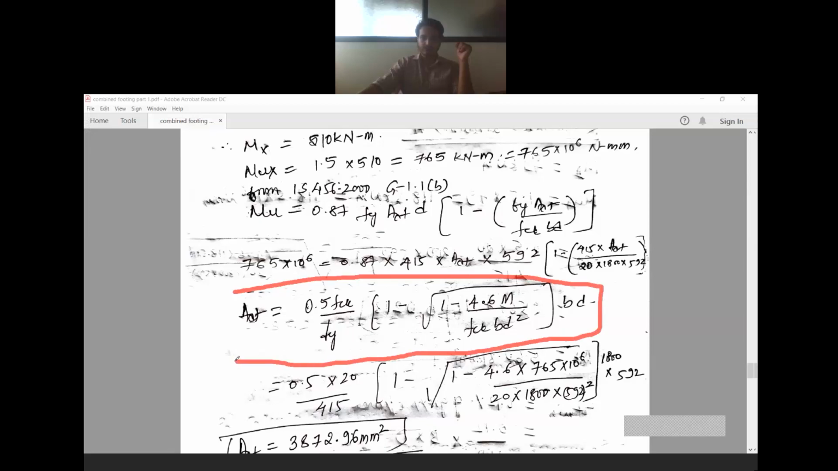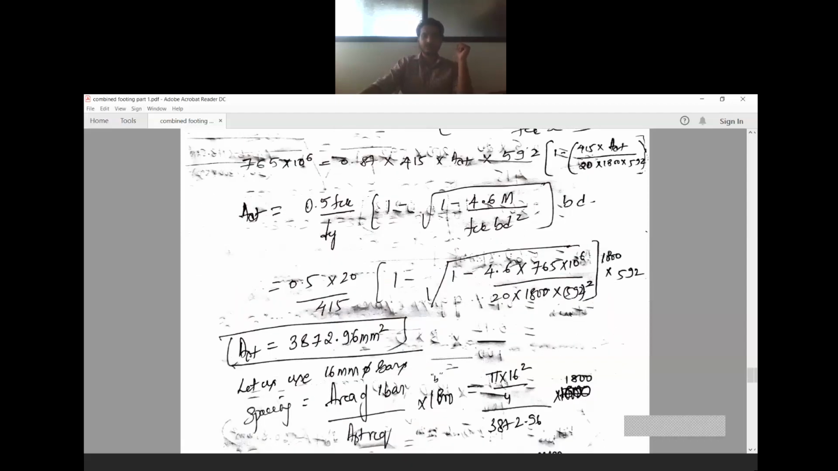So you should note down this one. AST is equal to 0.5 FCK BD divided by Fy multiplied by 1 minus under root 1 minus 4.6 M, which we can also call as MU divided by FCK BD square. So this is the formula what we have. So I'll substitute the values. 0.5 FCK, M20 concrete is given in the question. So I'm using 20, Fe415 steel, so 415.